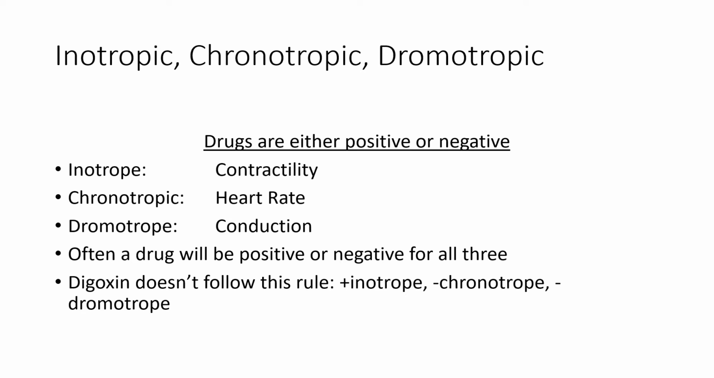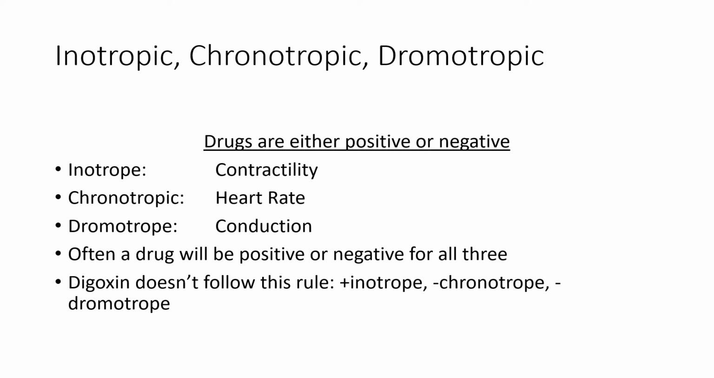The only drug that doesn't follow this, and don't worry if you don't remember it now, because we're going to talk about this drug later, is digoxin. Digoxin happens to be a positive inotrope, so it helps contractility of the heart, but a negative chronotrope and a negative dromotrope, meaning it slows down the heart and it slows down the electrical conduction. So it's nice to know what the drug does in terms of inotropy, chronotropy, and dromotropy, because then we can predict what's going to happen when we give this particular drug.